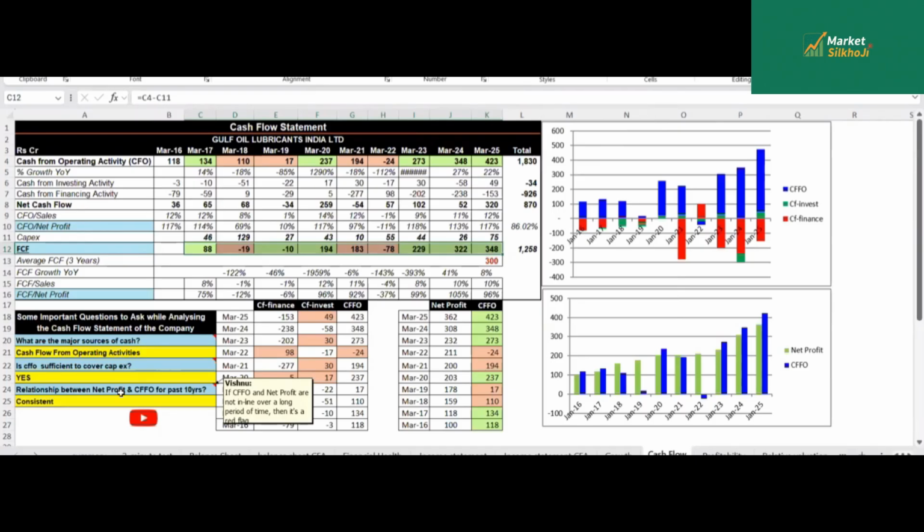Yes, the relationship between net profits and cash flow from operations. As you can see, again, they are in line with each other. Net profits are positive, cash flows are also positive. It's not like net profits are extremely positive and every year cash flows are negative. That is not the case. So with this company, Gulf Oil also, the cash flow statement and income statement are narrating more or less the same story. So that is cash flow statement analysis.